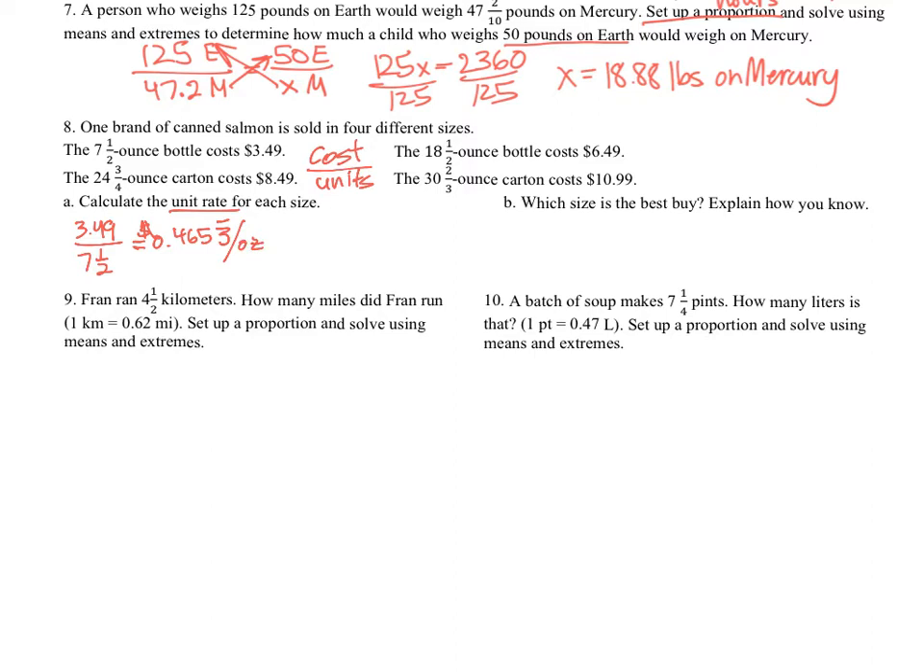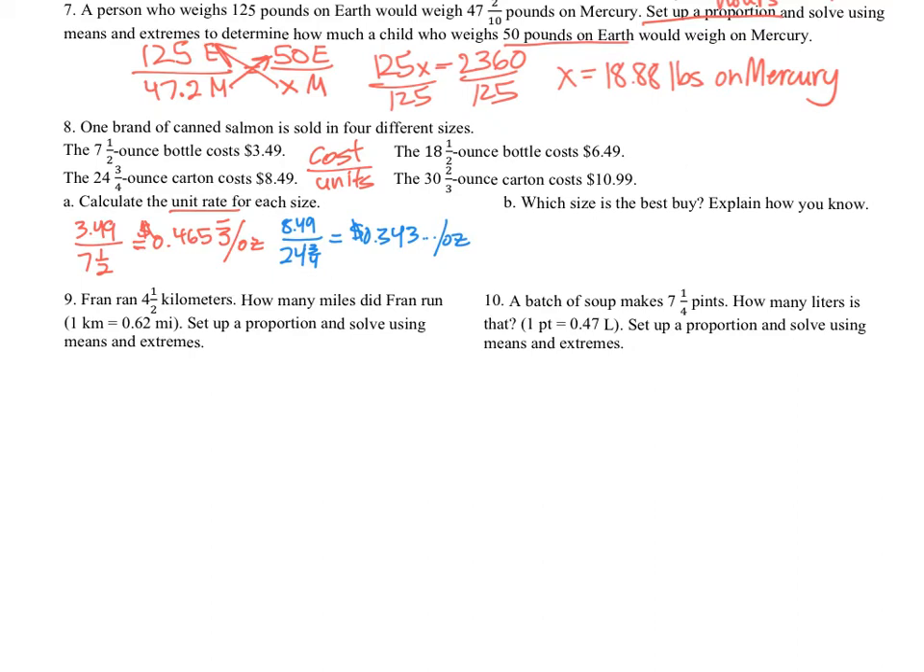And then right below that, 8.49 divided by 24 3/4. And that equals 0.34, it kind of goes on from there per ounce. Oh, I don't have a lot of room, but that's why I'm changing colors.